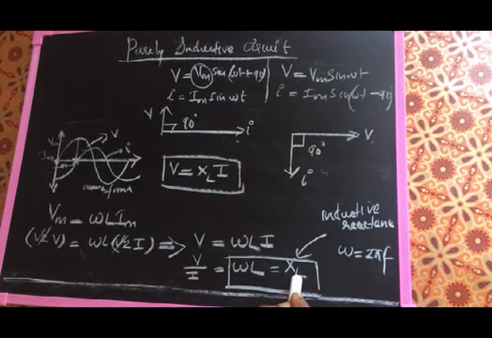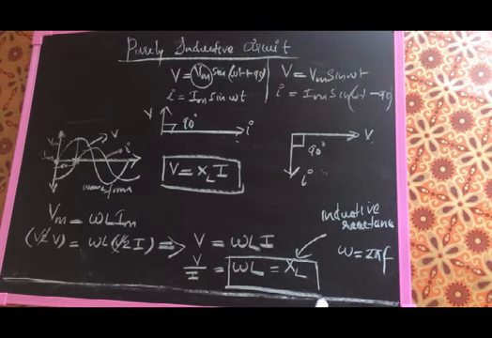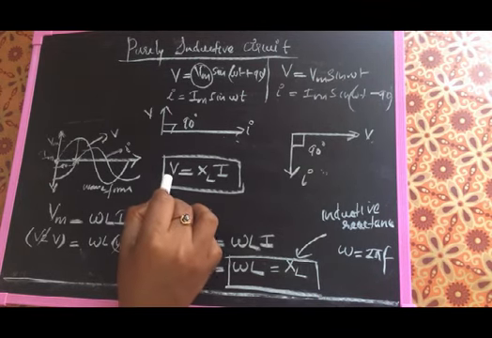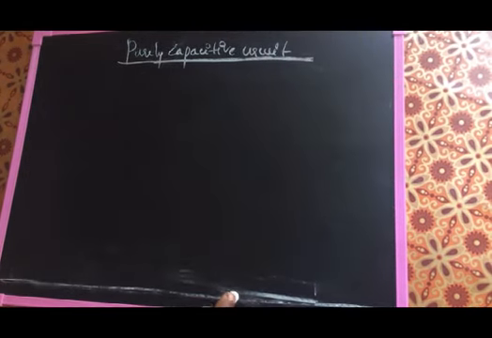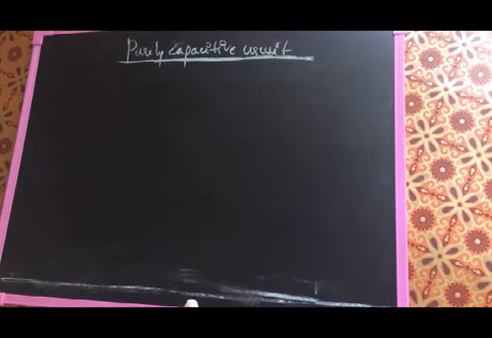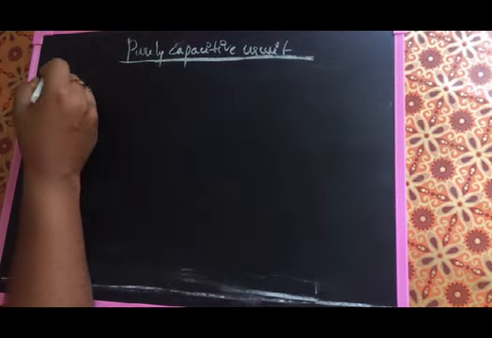So this is the equation of inductive reactance, which is very much similar to the property resistance in a purely resistive circuit. So in a purely inductive circuit, the voltage equation is V is equal to XL into I, and XL is equal to omega into L. So we have already learned about the analysis of purely resistive circuit and purely inductive circuit. There is only one more element left out, that is purely capacitive circuit.